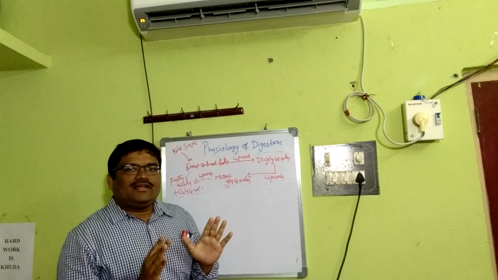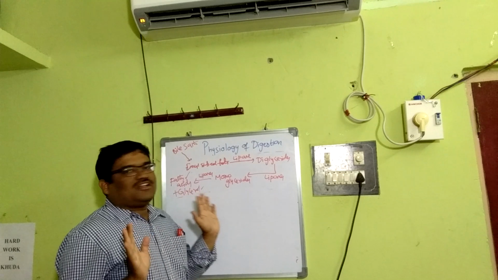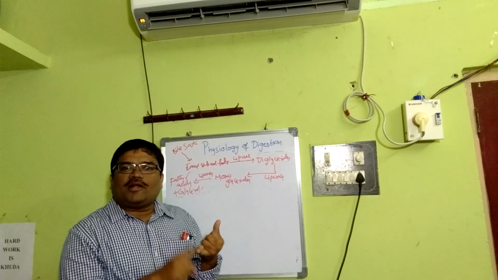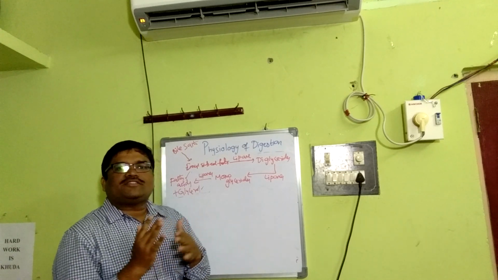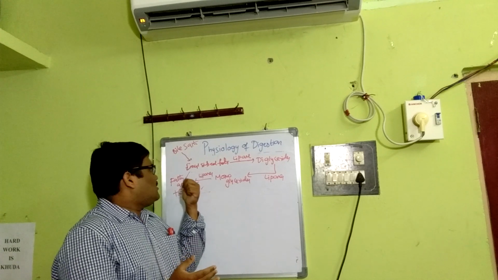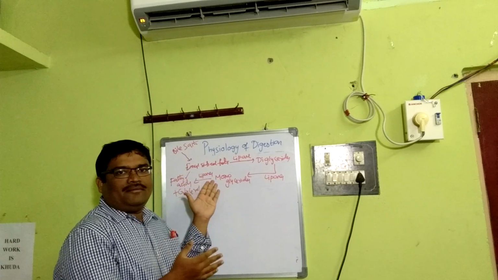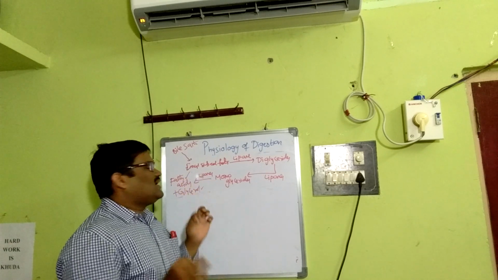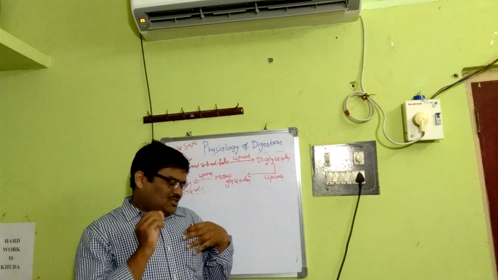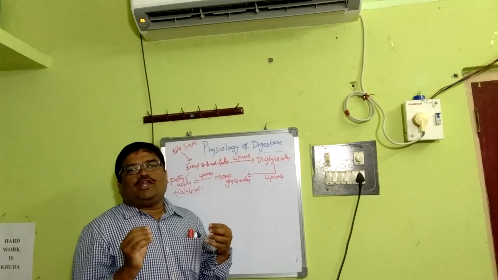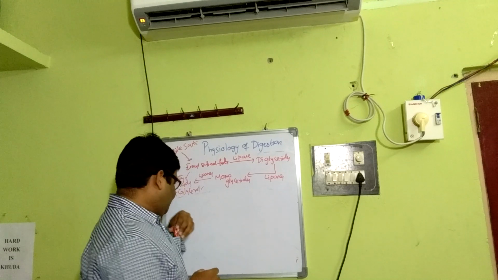Back to discussion. Ultimately, fatty acids and glycerols are formed. That means in case of carbohydrates, the monosaccharides are formed. In case of protein, the amino acids are formed. In case of the fats, we call it fatty acids and glycerol. And the most important complex biomacromolecule is nucleic acids.